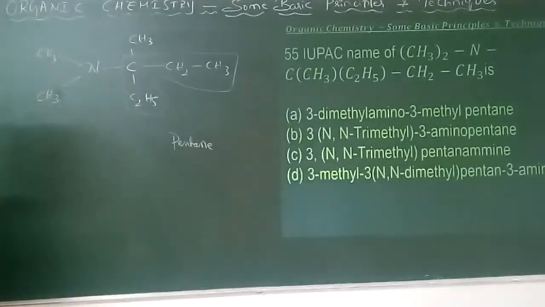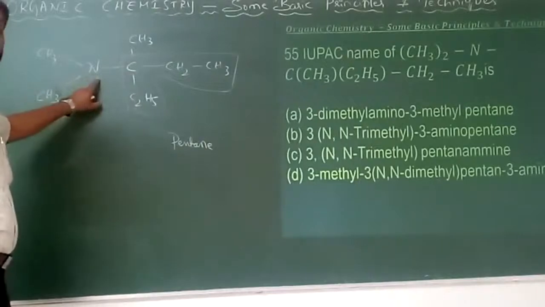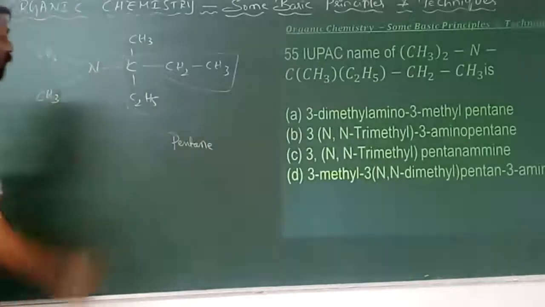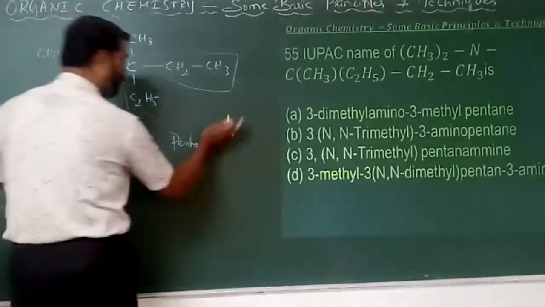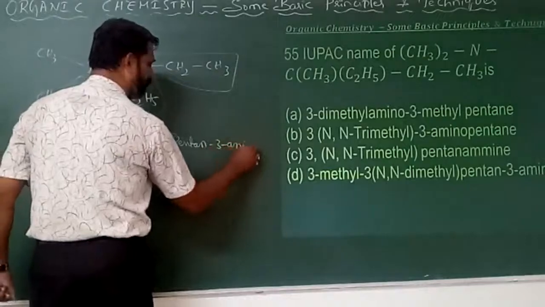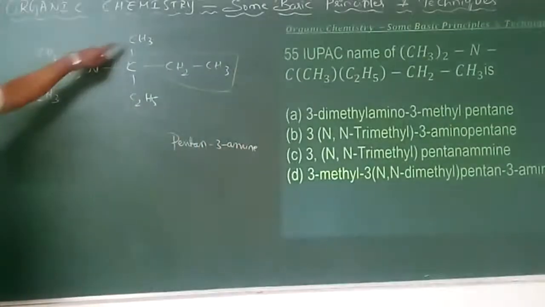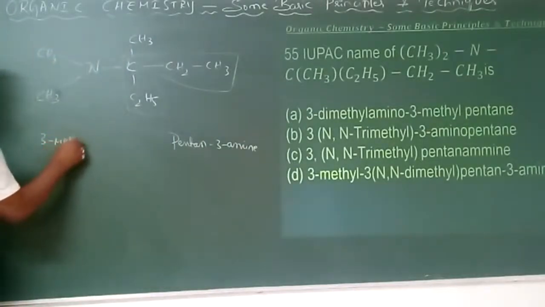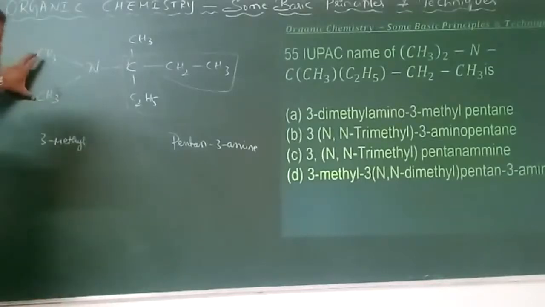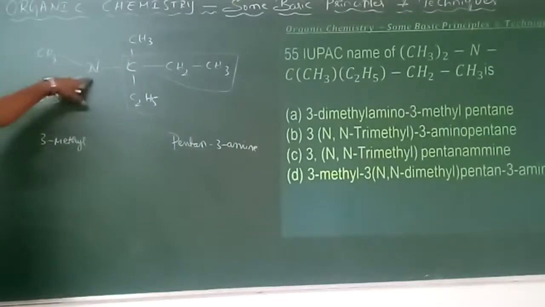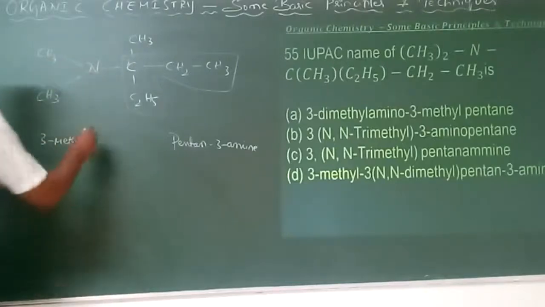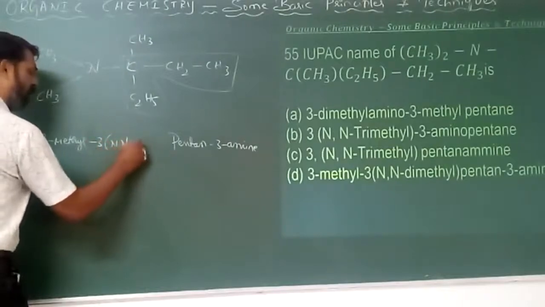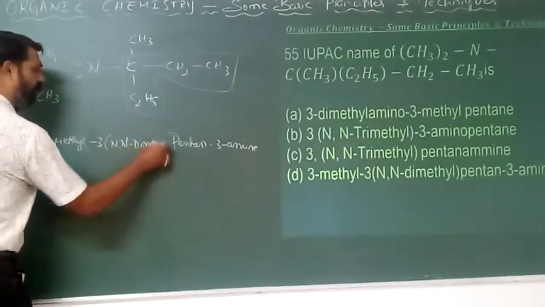So pentane. Next, what is the functional group? Here it is amine. From this side also it is the third position, from this side also it is the third position. Therefore, it is called pentan-3-amine. Then what are the substituents here? This is methyl attached at the third carbon. Therefore, it is first called 3-methyl. In addition to that, these are also substituents, but they are not attached to the parent chain, they are attached to the nitrogen atom of the amine. Therefore, in brackets you have to mention N, N-dimethyl.